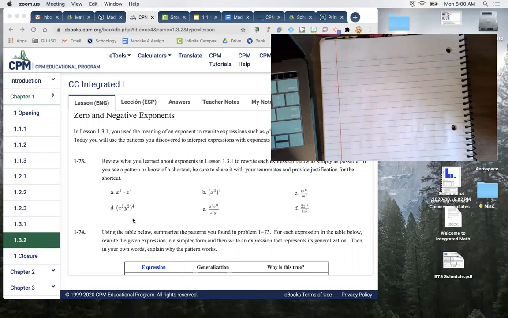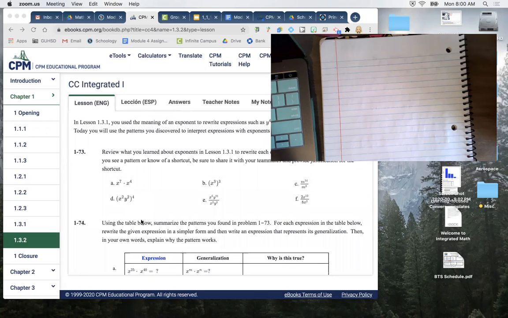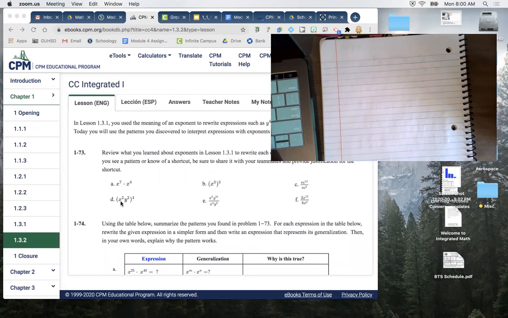Okay, so today we're going to be talking about exponents. We're going to be talking about negative exponents as well as zeros. So for our first example, we're going to look at this.